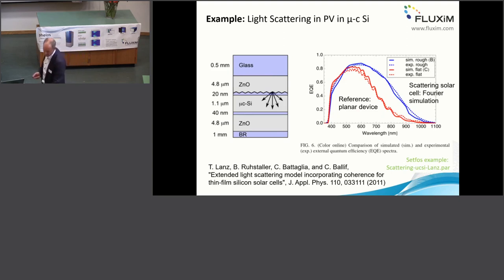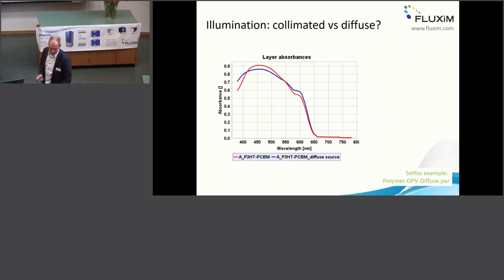So usually AM1.5 is collimated light, right? It's parallel light rays. But thanks to this new optical model, we can also simulate what would happen if the light source is a diffuse source, meaning that from all different angles we have illumination onto the solar cell. And it turns out for this demo example that the shape of the EQE, the absorbance spectrum, is affected by diffuse rather than collimated light.